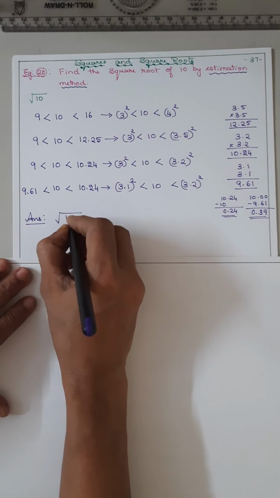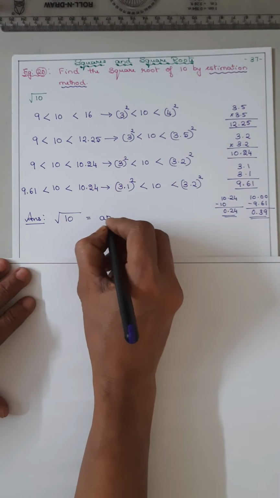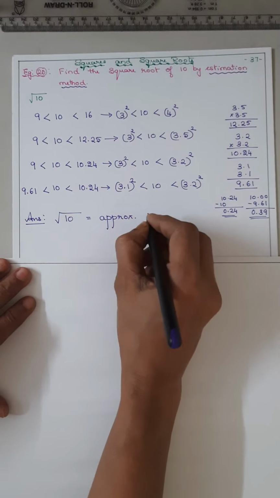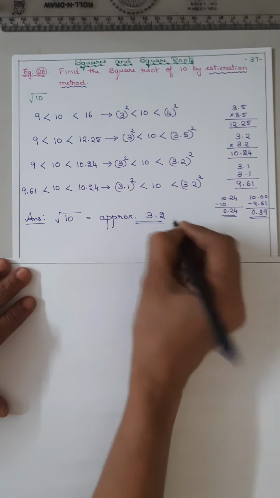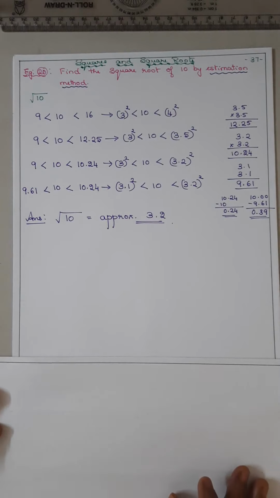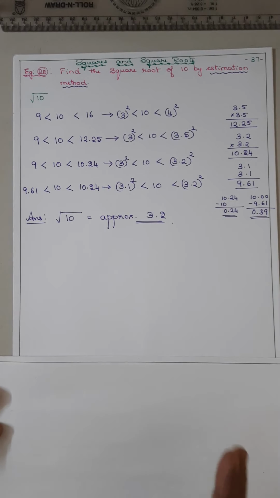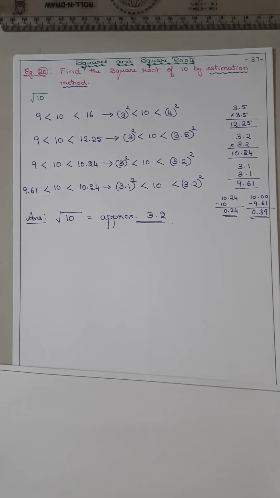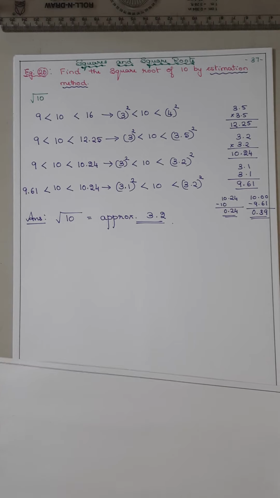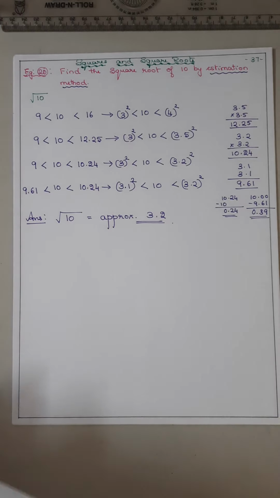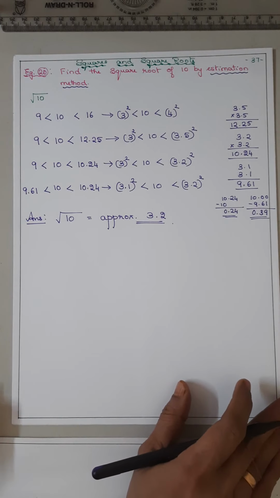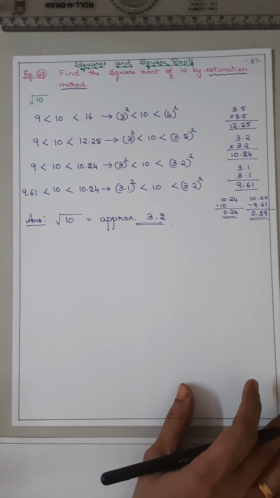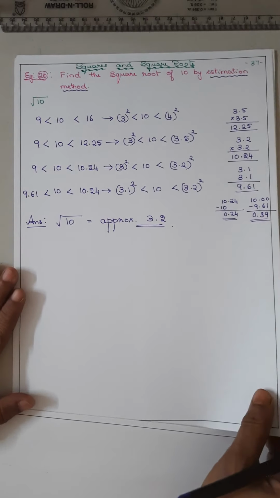So square root of 10 is equal to approximately 3.2. Is it clear? So we have to first find out in between which two numbers it is and their square roots, and then the middle number that is in decimal you have to see. Okay, then which is the nearest one. So बहुत सारे ऐसे स्टेप्स करते करते जाने का है.